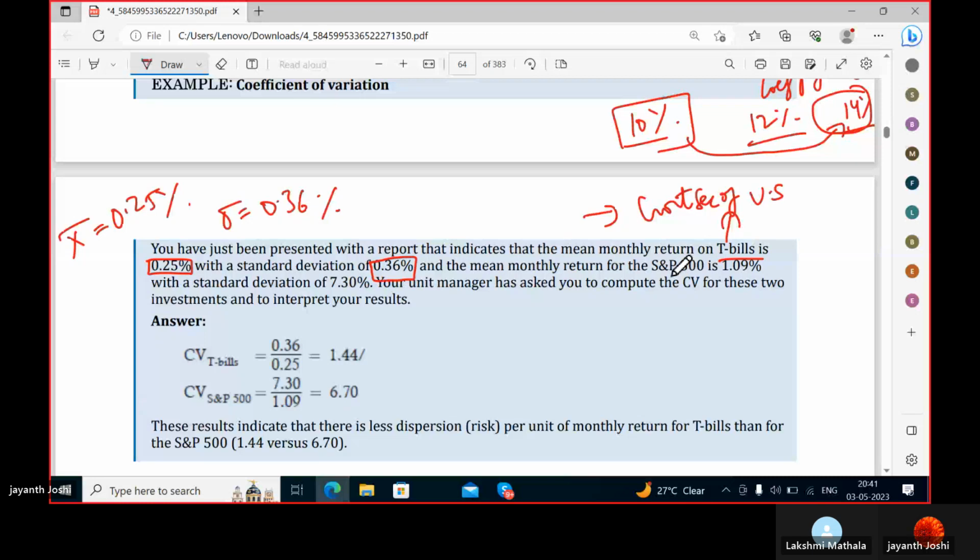Hello? Sir, 0.36. Hello? I'm not able to hear your voice. Which one is more risky, the treasury bill or the S&P? Sir, S&P is more risky. Yes, because the standard deviation of Standard and Poor is very high.